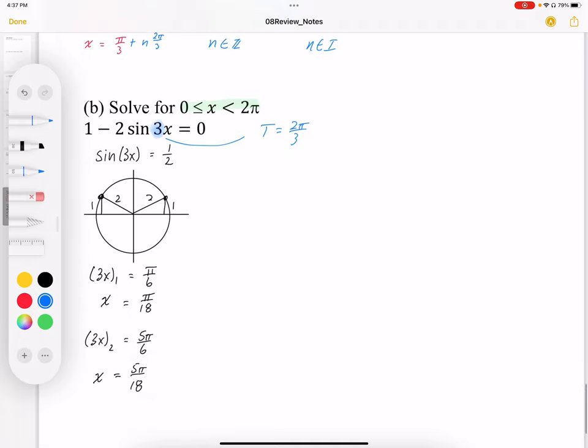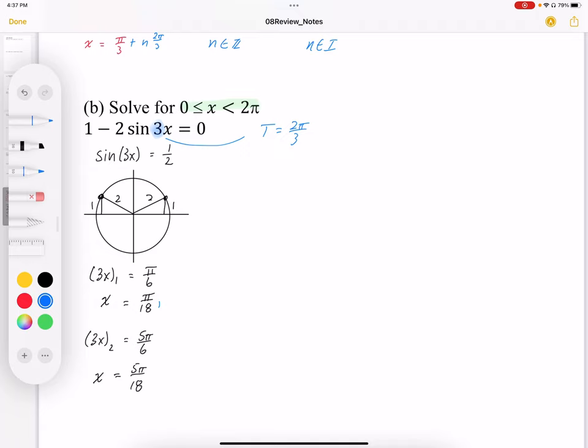But an easier way to do this is understand this as a horizontal compression of 3. So we have 3 sets or 3 groups of periods between 0 and 2 pi. So before it was 1 period between 0 and 2 pi. A compression of 3 gives me 3 full periods between 0 and 2 pi. So that means that my repetitions, I should have 3 sets of answers.